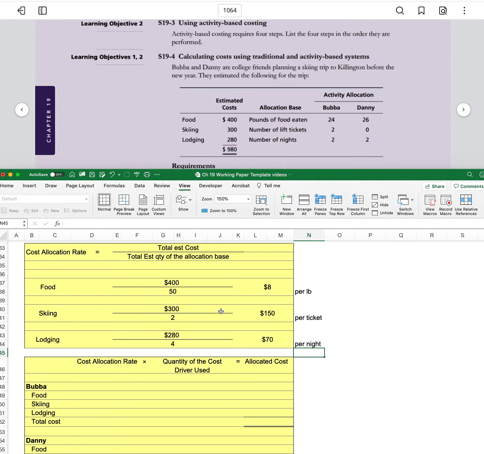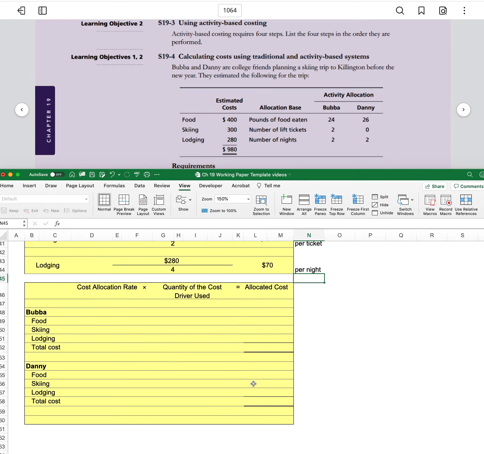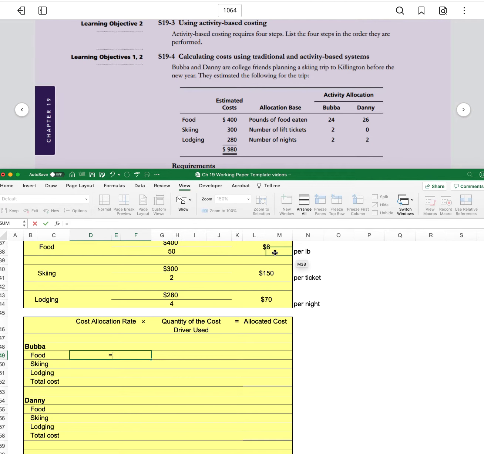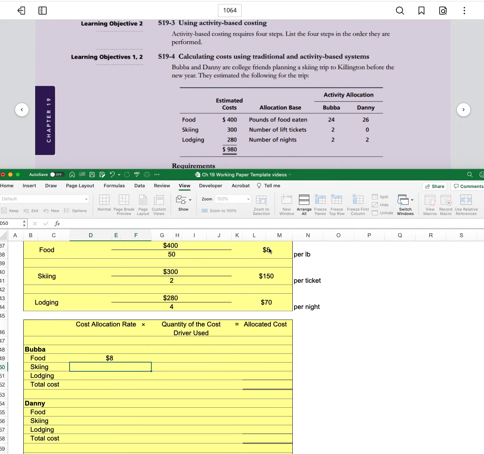So now that we have all of our allocation rates, we can plug those in times the quantity of the cost driver used to get the allocated cost for Bubba versus Danny. The allocation rate for food was $8, skiing is $150, lodging is $70. We'll do a sum here for $228.